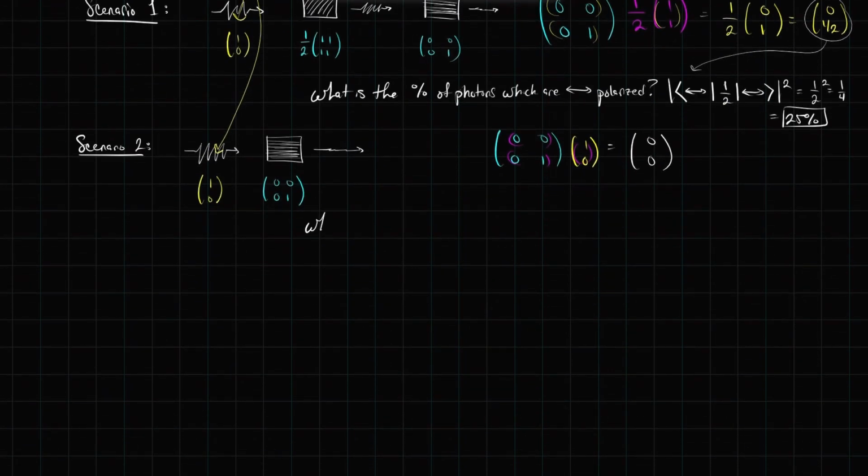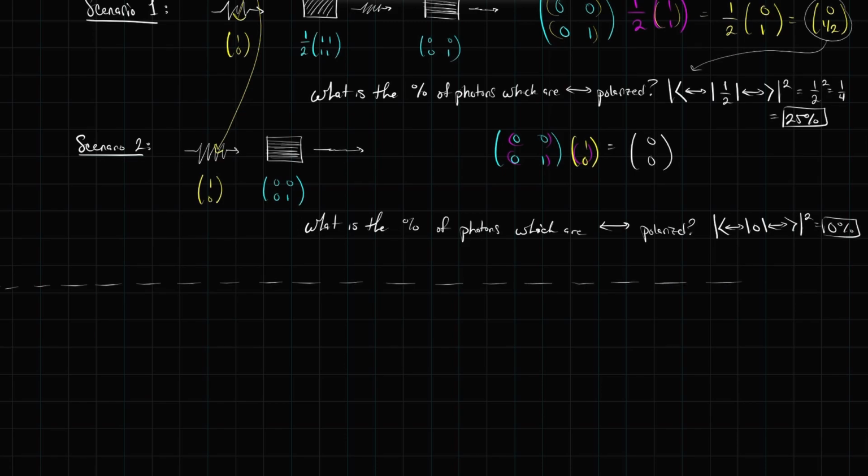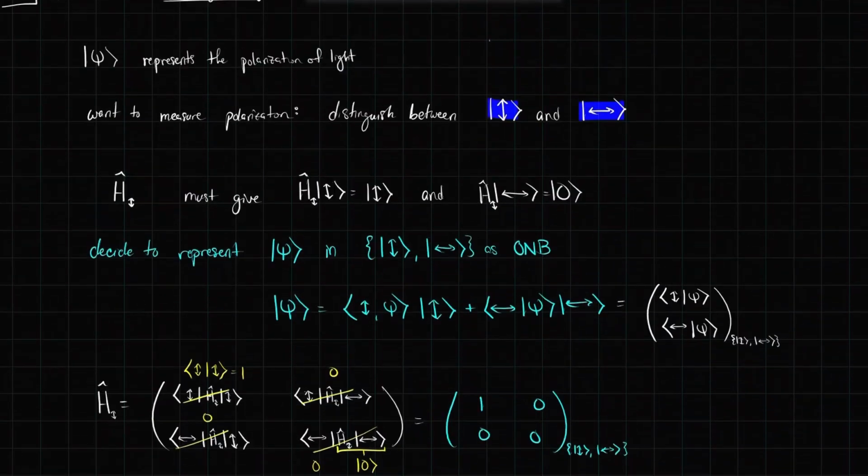In the second case, what is the percent of photons which are polarized? I can compute the same thing, but it's against the vector 0, right? So it's really not going to help me much. Exactly 0%, which also agrees with the experiment. So this is how we would translate those two experimental setups into quantum mechanics and linear algebra and compute our answer. But let's do the Schrodinger's equation on this system and see what it gives us.